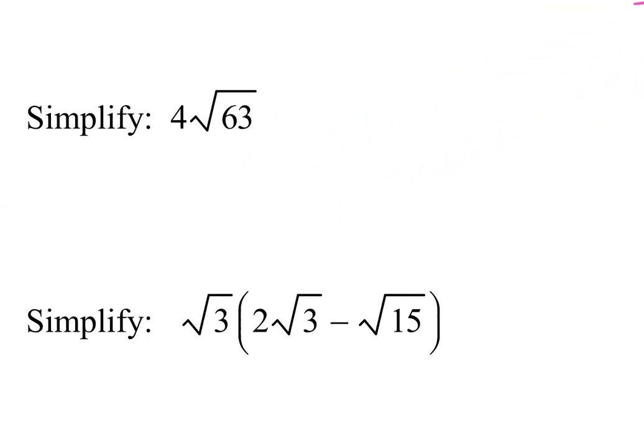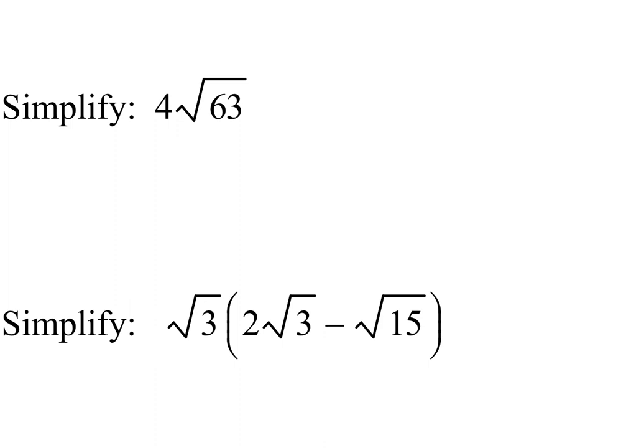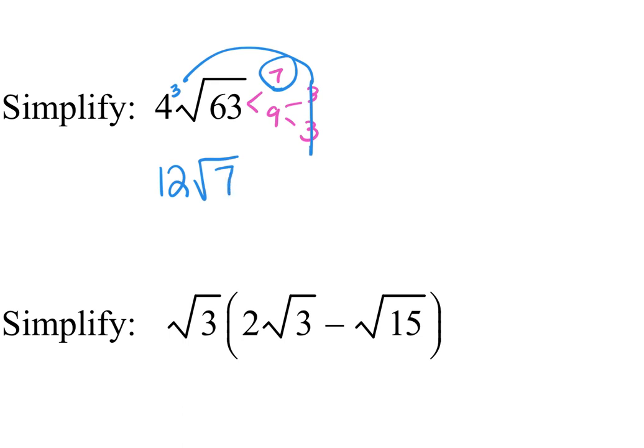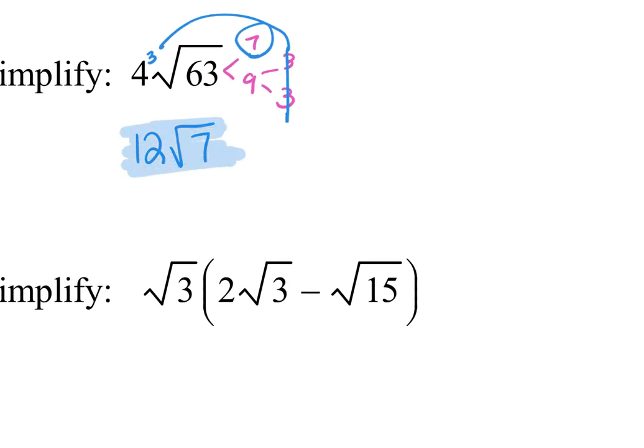Number 9, 4 times the square root of 63. So 63 is going to break down. I can do 7 and 9, and 9 is 3 and 3. I have 2 3's, so one's going to come to the outside and get multiplied by the 4 that's already there. And I have 12 on the outside. 7 is left underneath because it doesn't have a pair.